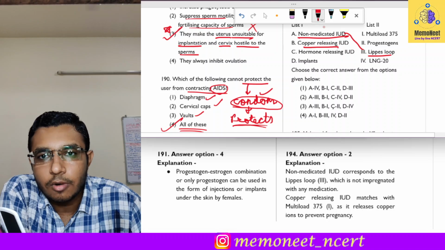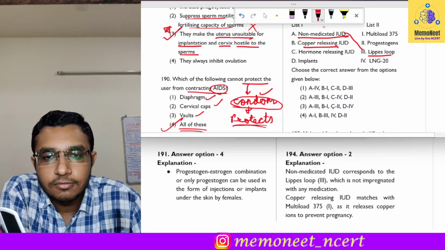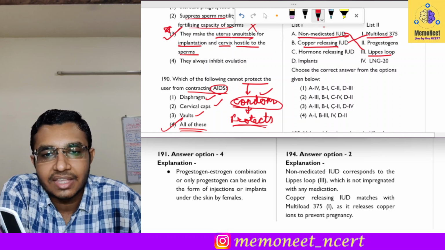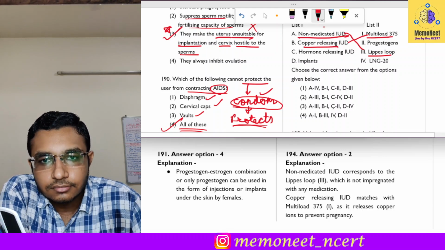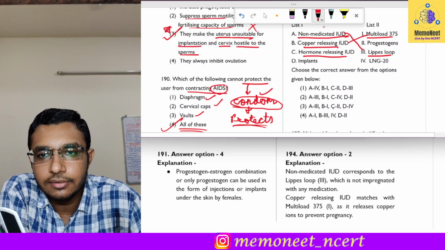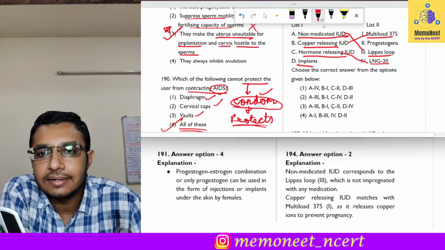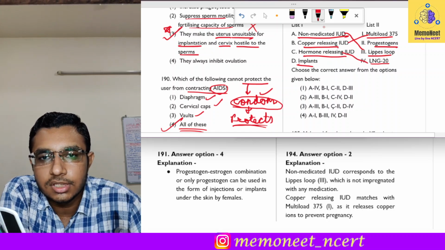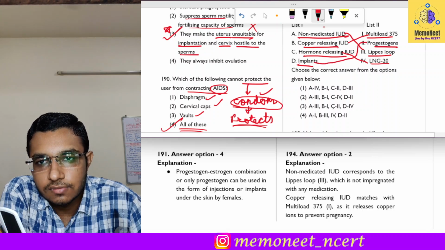Next is copper releasing IUD, so example of copper releasing IUD is Multiload 375. Okay, next is hormone releasing IUD, so the example of hormone releasing IUD is LNG20, so C goes with 4, and D are the implants, and the implants are responsible for the release of progestogens, therefore D goes with 2.